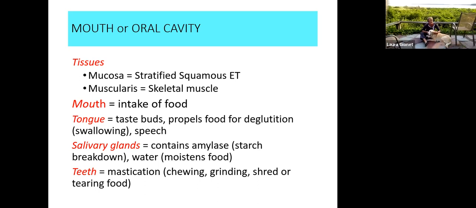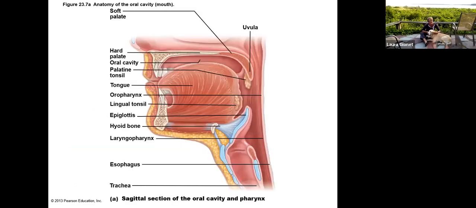And the chemoreceptors of your tongue need to have these tastants dissolved in aqueous solution, in water, for them to interact with the chemoreceptors of the taste buds. And then we have teeth for mastication: chewing, grinding, shredding, or tearing of food. So here we have the oral cavity, stratified squamous epithelium in the oral cavity to the oropharynx and laryngopharynx, right? And we have the tongue, which is composed of skeletal muscle tissue.